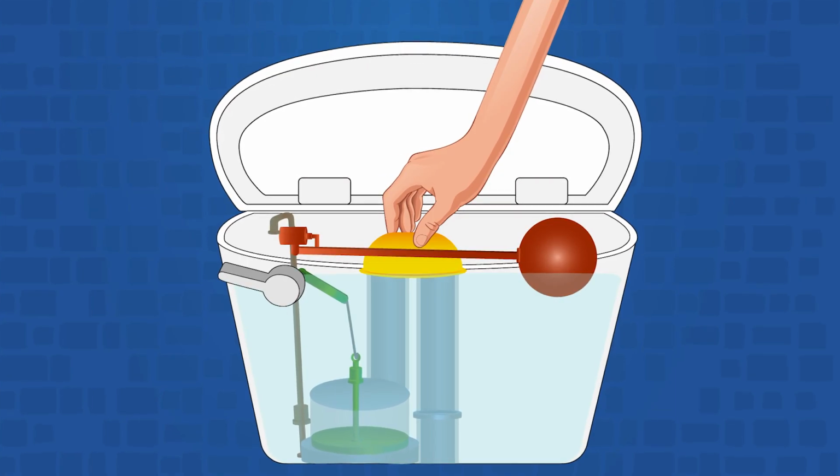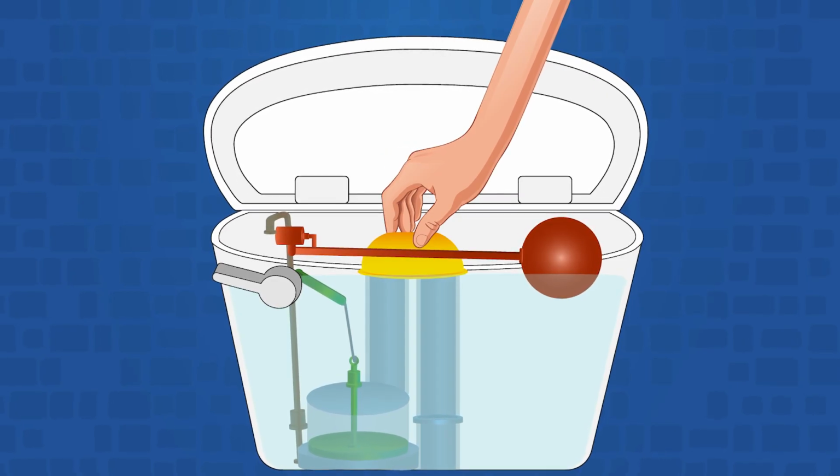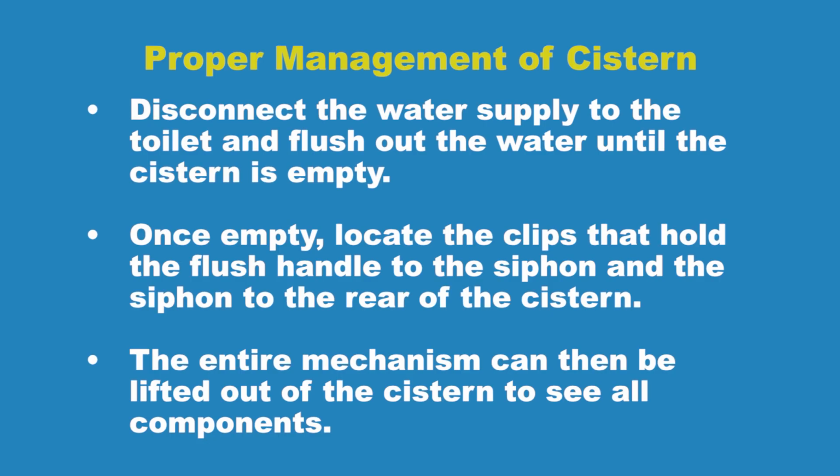Third one, replace the toilet siphon. If the toilet cistern flush handle is intact and working properly, the problem is likely to lie with the flush diaphragm, which is at the base of the toilet siphon. The toilet siphon is the largest section of the mechanism within the toilet in which water is drawn in and flushed out. There are some following points that should be focused on for proper management of cistern, like disconnect the water supply to the toilet and flush out the water until the cistern is empty.